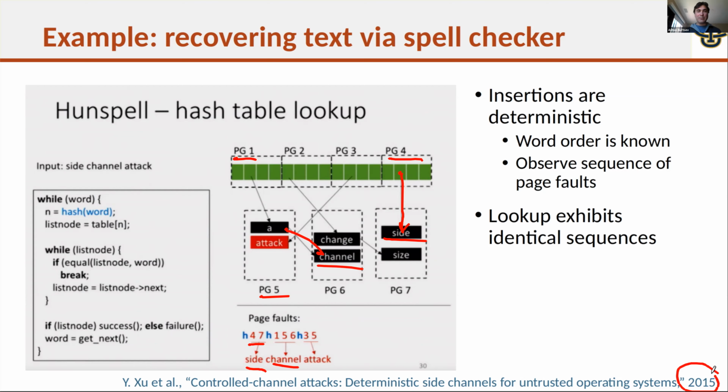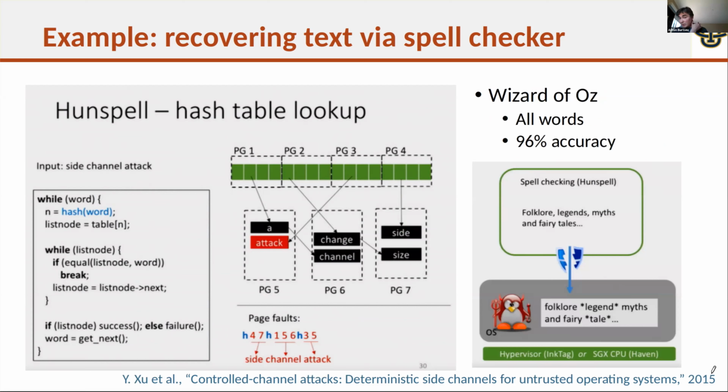The attacks matured in complexity a lot, right? So here is an example. They were able to reconstruct Wizard of Oz with 96% accuracy, right? And it was using this infrastructure from Microsoft Research, right? So SGX Haven.